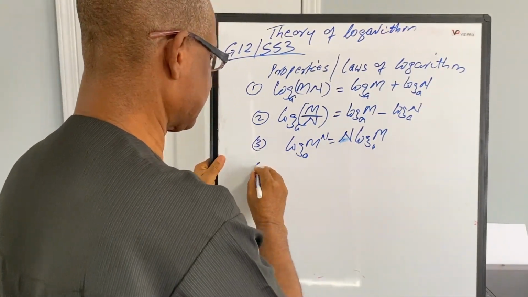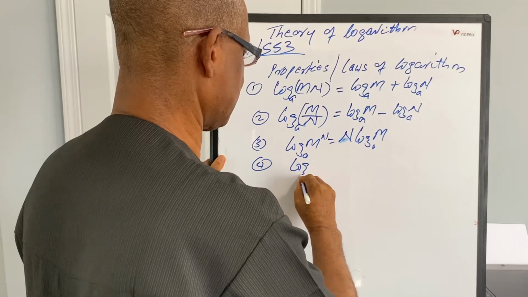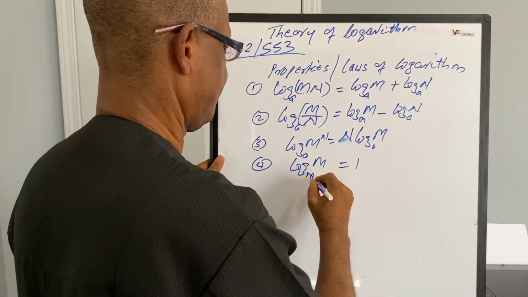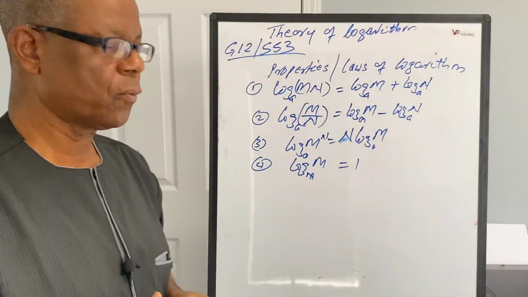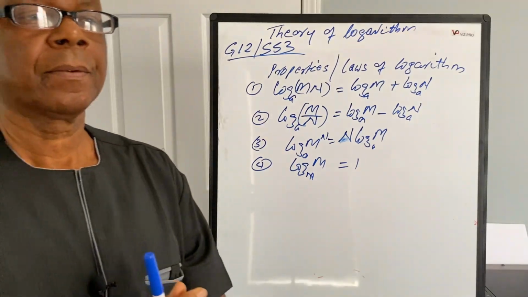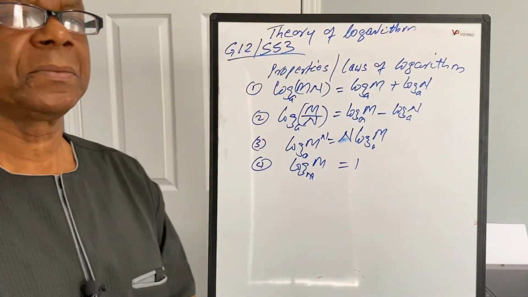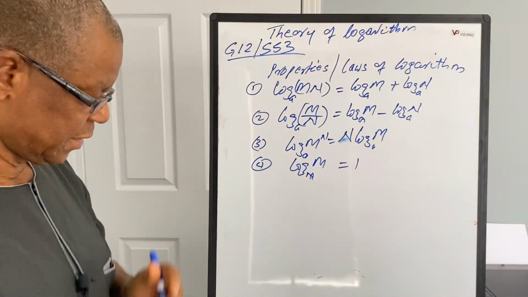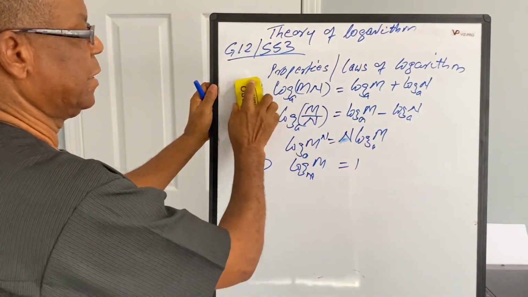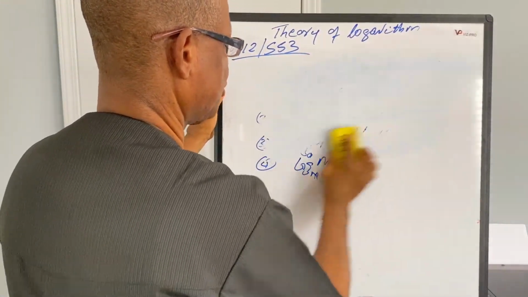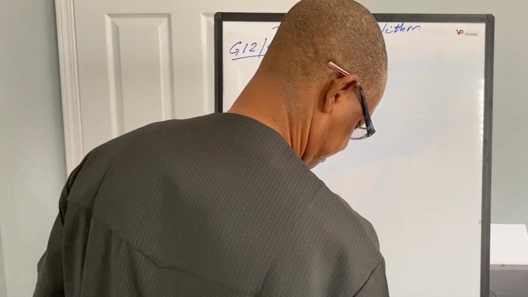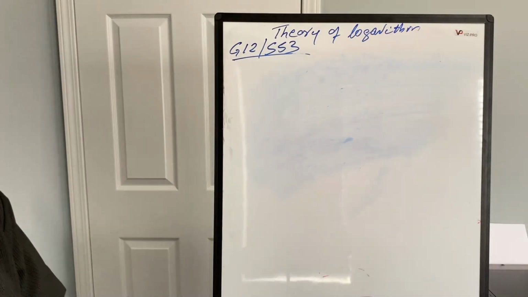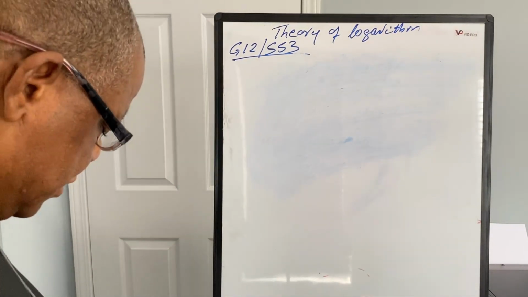You were also told that when the base is equal to the number, log n base n, the result is 1. We'll be applying these properties or laws in the problem we are about to solve in today's discussion. This is just to refresh your memory. Let's go on to our discussion, the theory of logarithm. Let's have some examples.